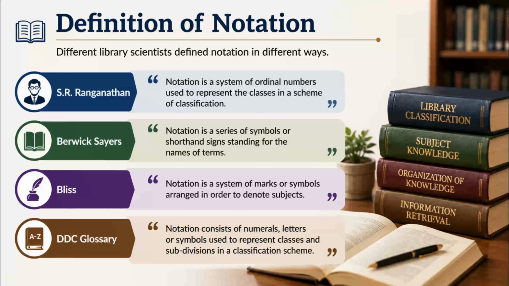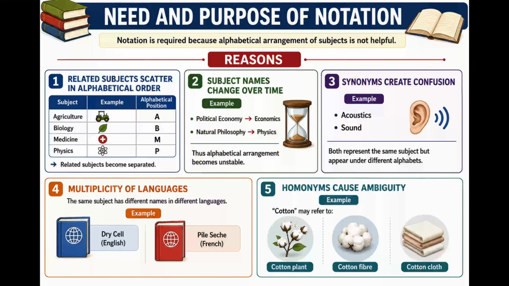Now, the question is, why do we need notation? Why can't we simply arrange books alphabetically? There are several reasons. The first reason is that related subjects get scattered in alphabetical arrangement. For example, agriculture comes under A, biology comes under B, medicine under M, and physics under P. Even though these subjects are related to science, they become separated alphabetically.